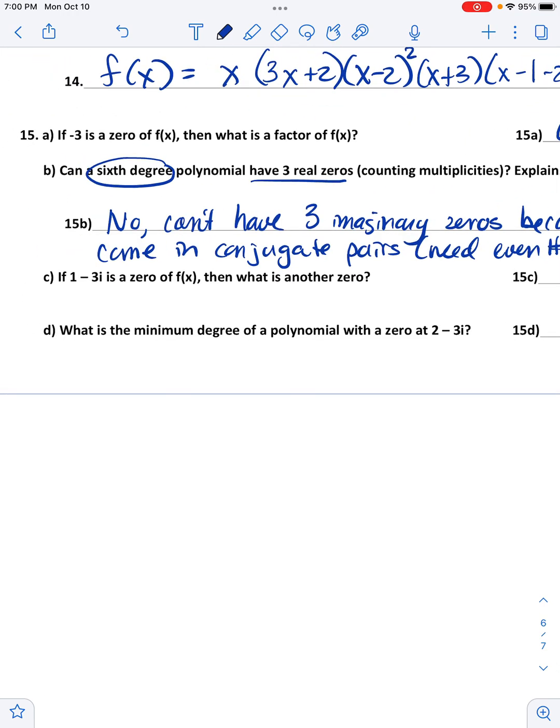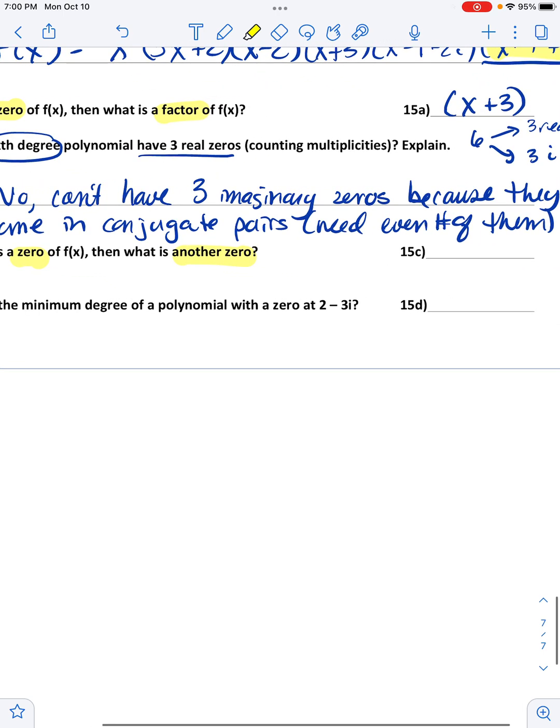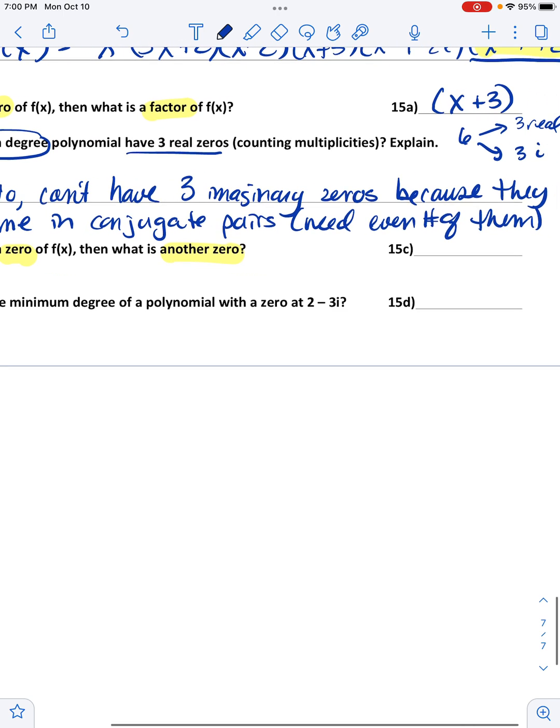If 1 minus 3i is a 0, then what is another 0? So it's different than up here when it said, hey, if this is a 0, what is the factor? It's not asking me that. It's asking for another 0. And since they come in conjugate pairs, which, by the way, has come up approximately a bazillion jillion times, so know that, I would need the conjugate of 1 minus 3i, which is going to be 1 plus 3i.